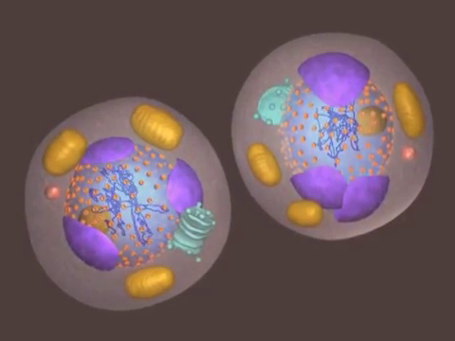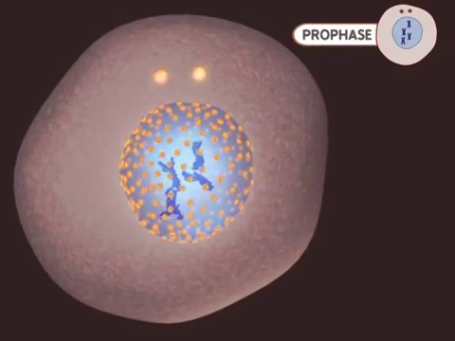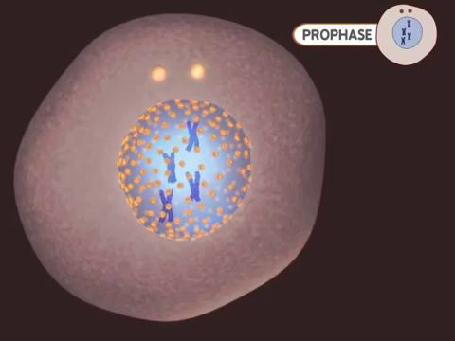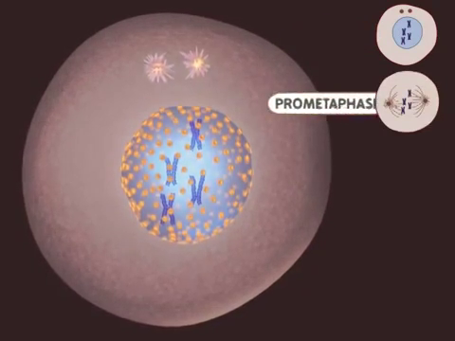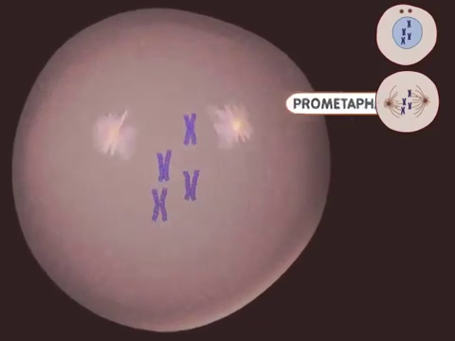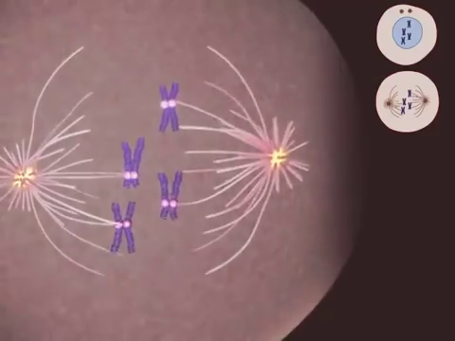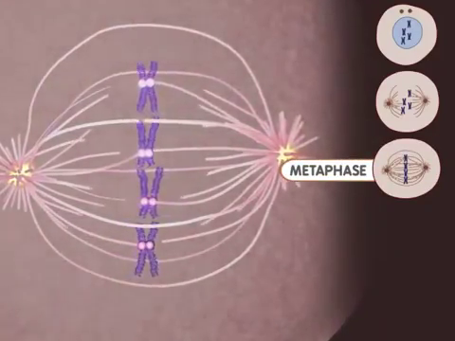Let's watch the process one more time. Mitosis begins with prophase. Notice the DNA condensing into chromosomes during this stage. Microtubules appear during prometaphase, and the nuclear membrane breaks down. Metaphase occurs when the chromosomes are aligned at the center of the cell.